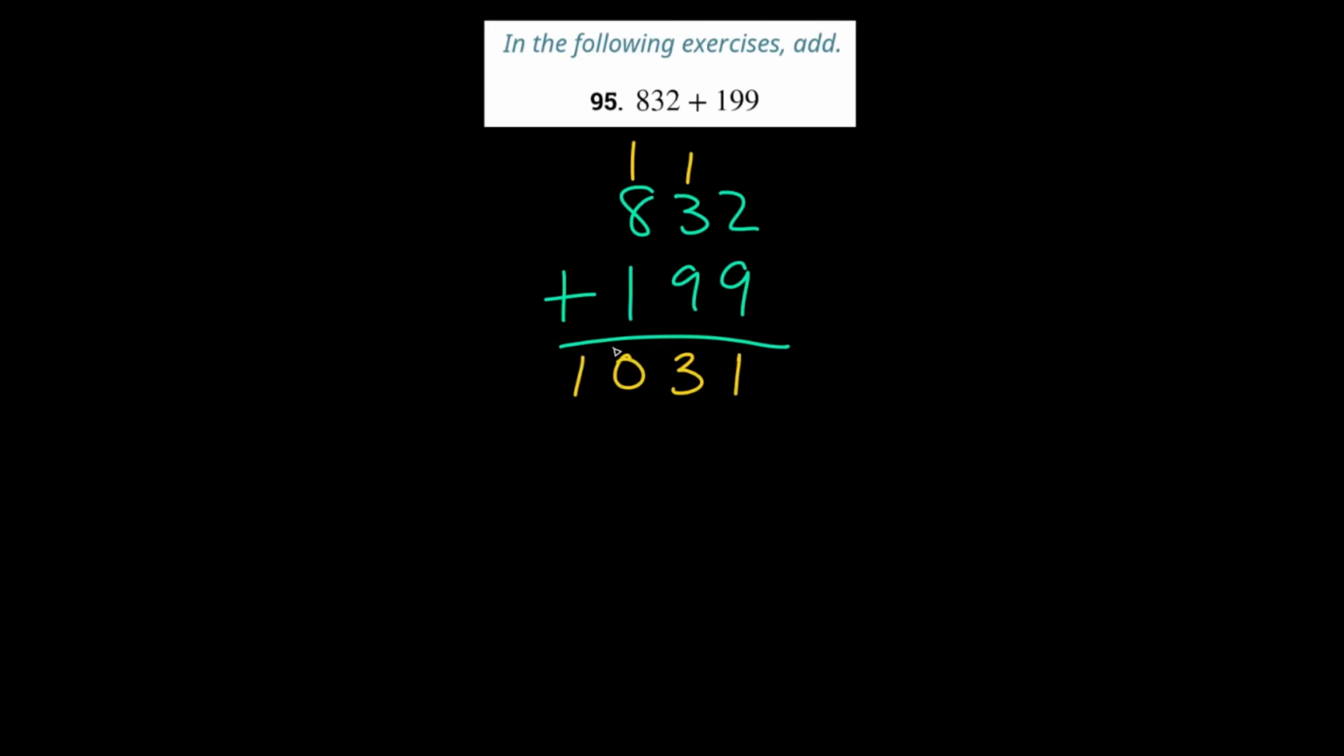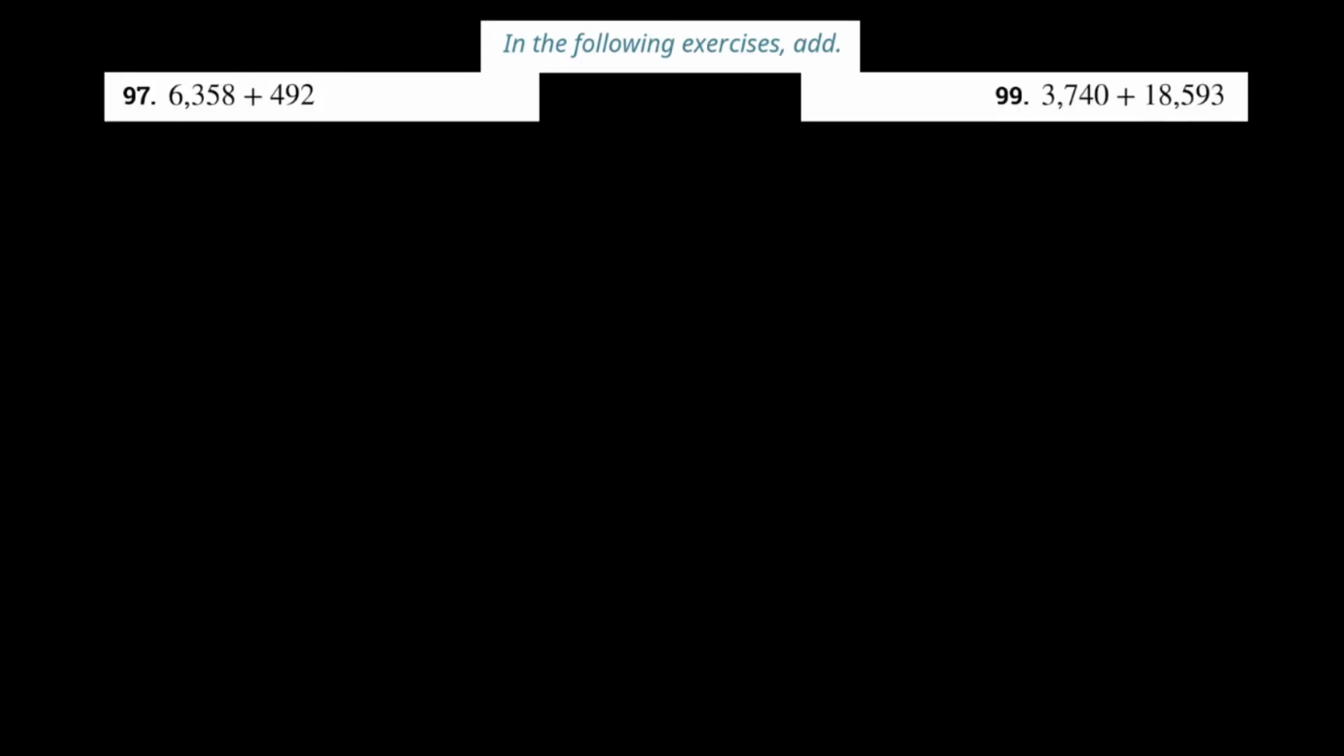Since we don't have any other numbers, we can just finish writing that out. So this is 1031. For 97, we have 6,358 plus 492. And we want to line up the columns so we don't add the wrong numbers together.